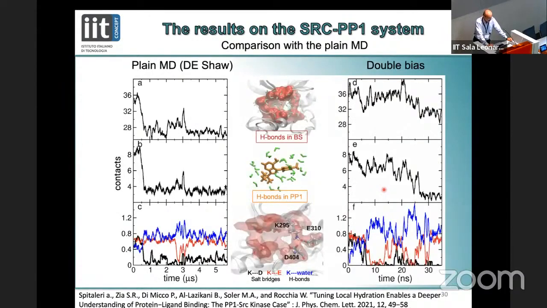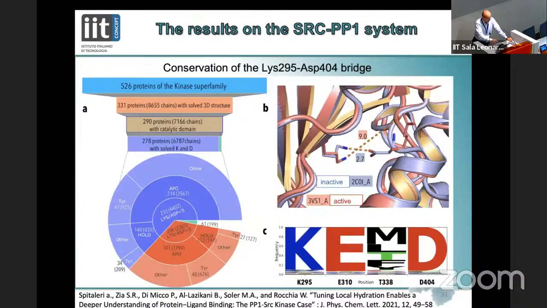And I will not get into many details, but this helped us figure out the importance of a salt bridge that was present in the binding site of the SRC, and in many other kinases, as we did some bioinformatic analysis. And what was interesting is that you imagine intuitively that when you want to push binding, you would like to get the binding site empty. So you want to kick water out of the binding site because the ligand must enter.